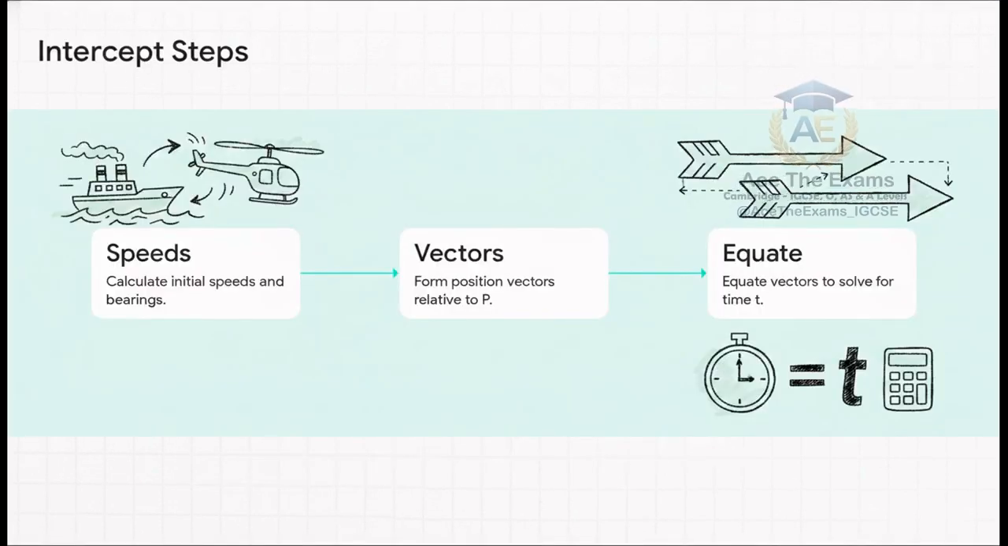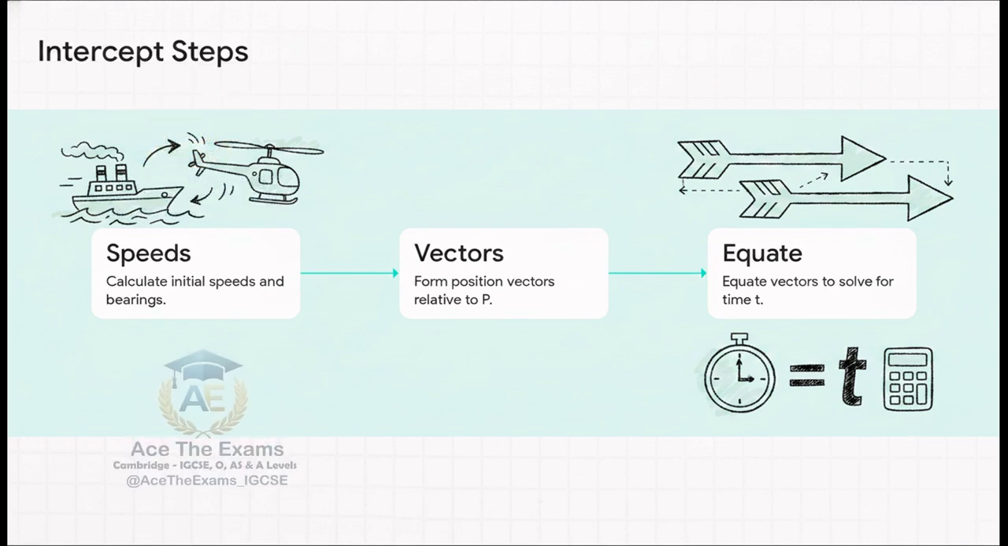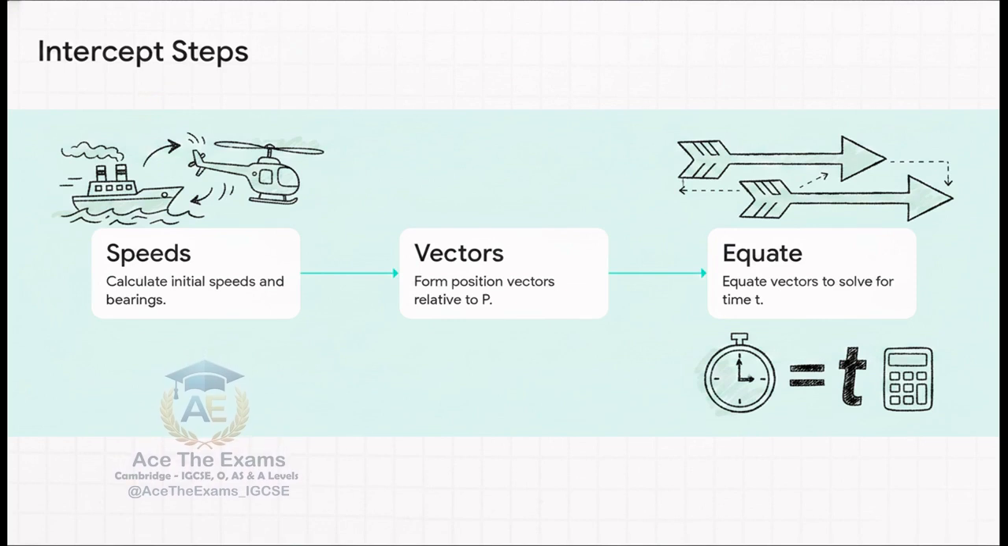To secure those final 5 marks of this rigorous intercept calculation, you must follow a strict step-by-step unpacking. First, calculate the initial speeds and bearings. Second, form a generic position vector for both the ship and the helicopter at any given time t. You basically take their starting position and add their velocity multiplied by time. Finally, the magic step. To find an interception where they literally crash into each other, the two position vectors must be exactly equal. You equate the i components, equate the j components, and solve the resulting algebra for time t.